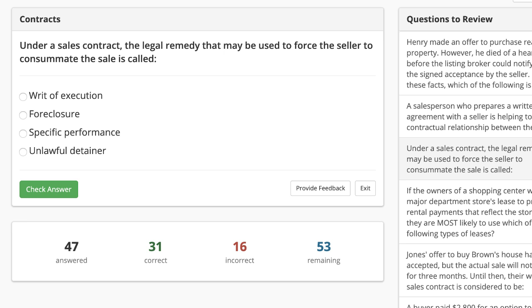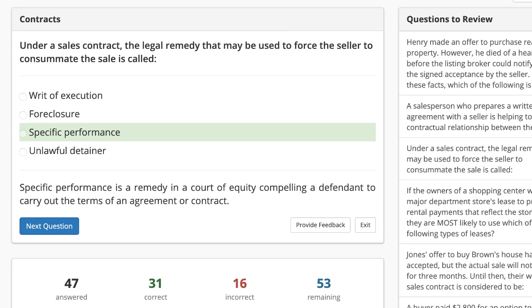Okay, under a sales contract, the legal remedy that may be used to force the seller to consummate the sale is called C, specific performance. Great job. It looks like everybody got that one right. Some people this week were confused on that one, and so that's why I wanted to bring that up.